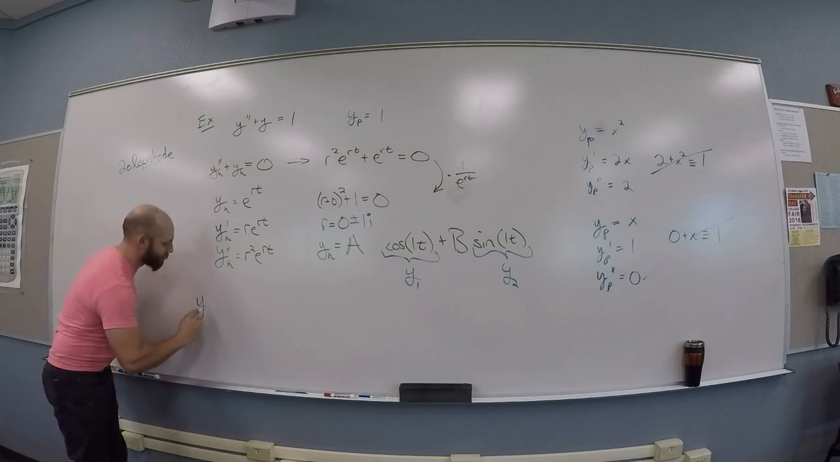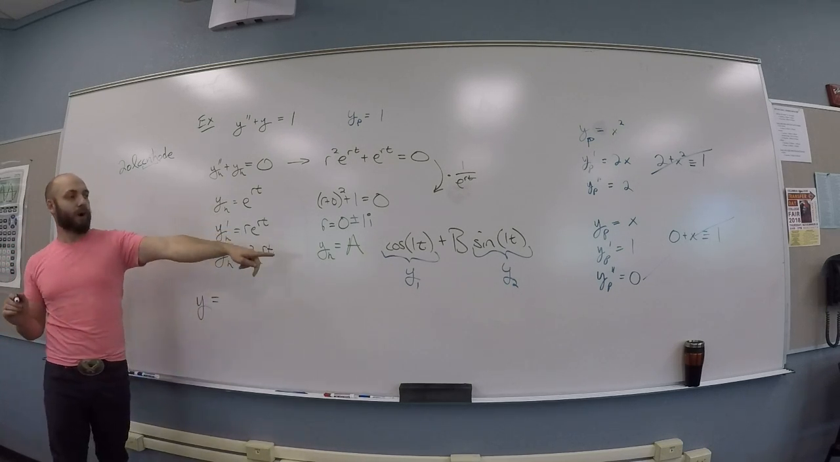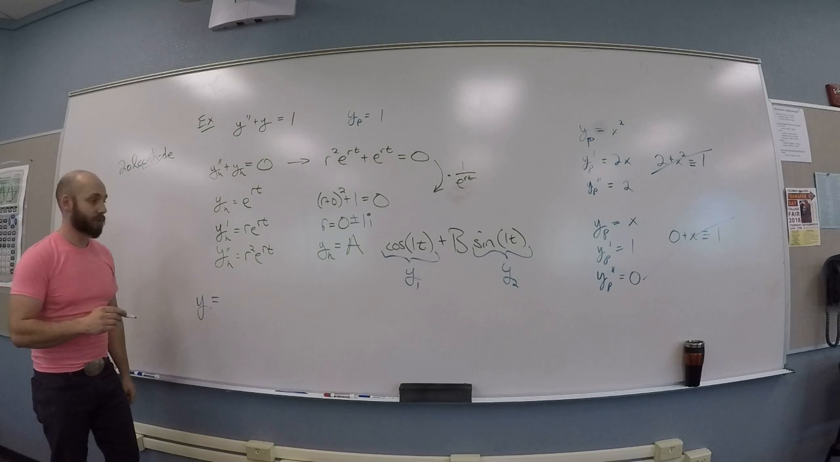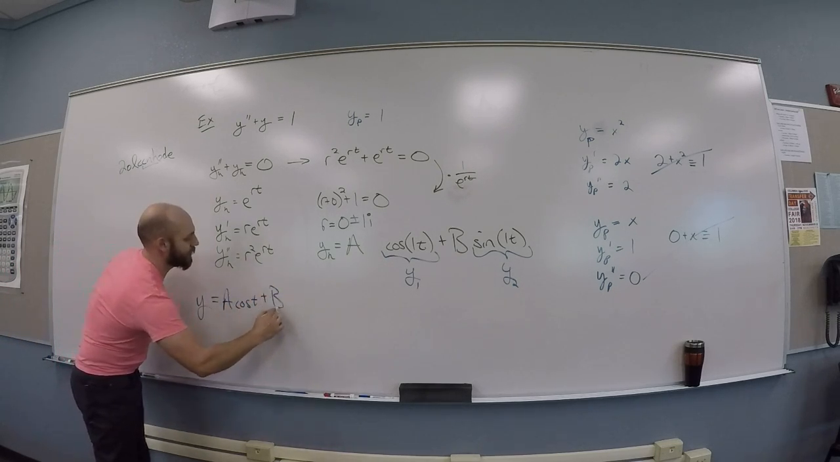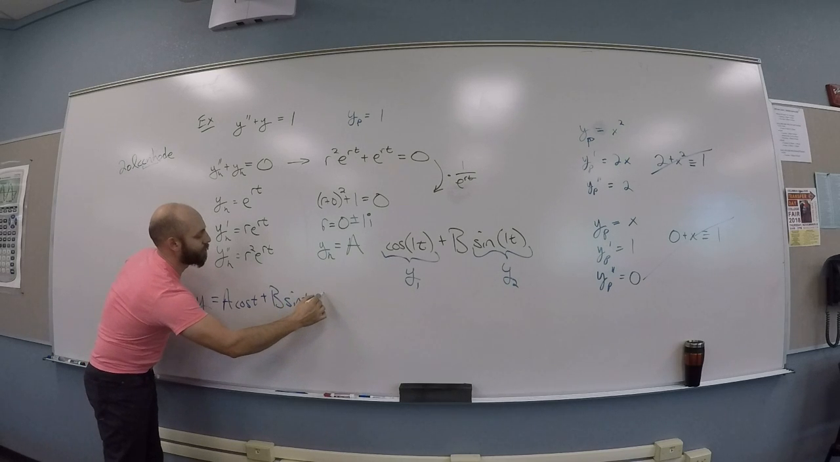So, your ultimate solution is y is the part you got out of solving the homogeneous equation. So you got a cosine t plus b sine t plus.